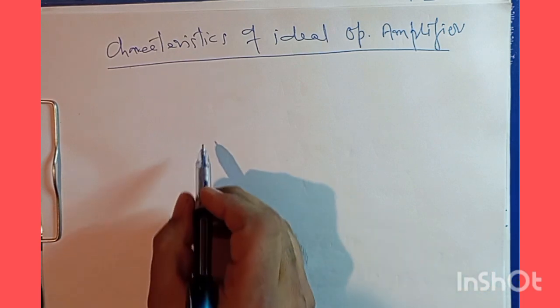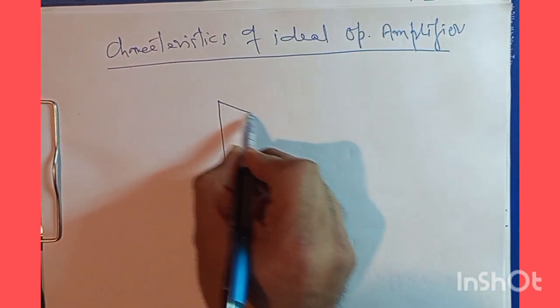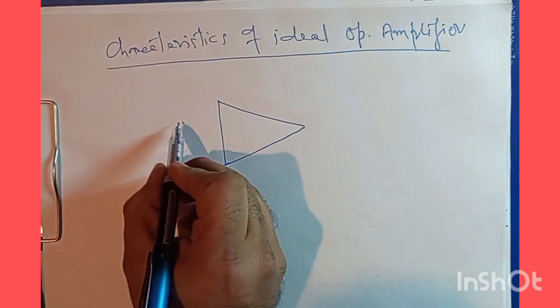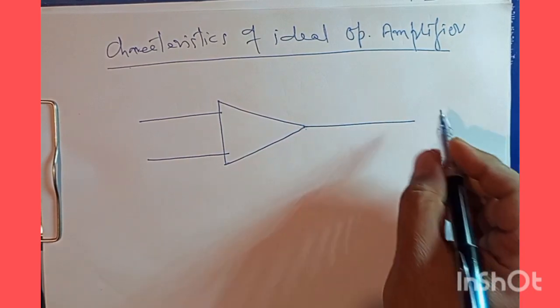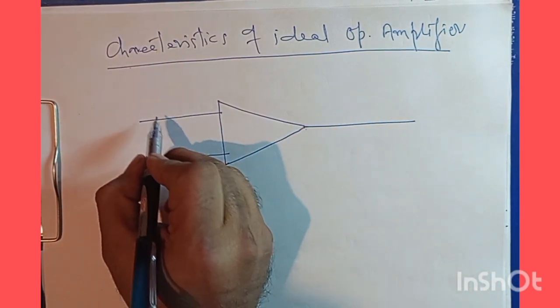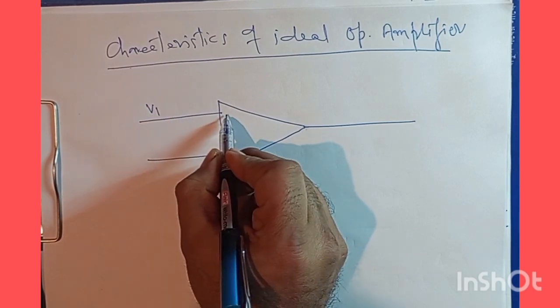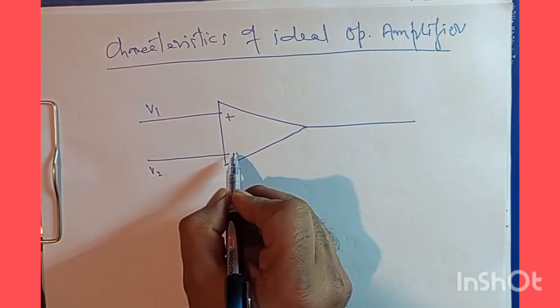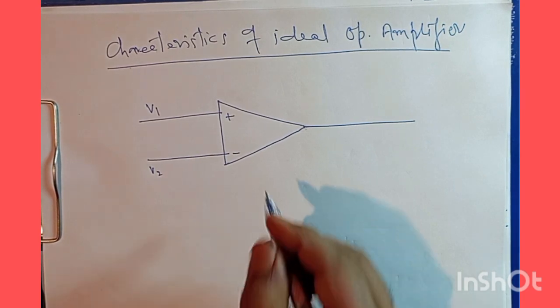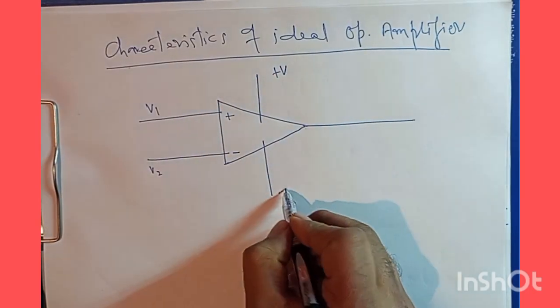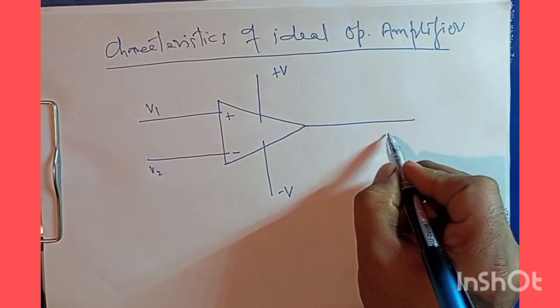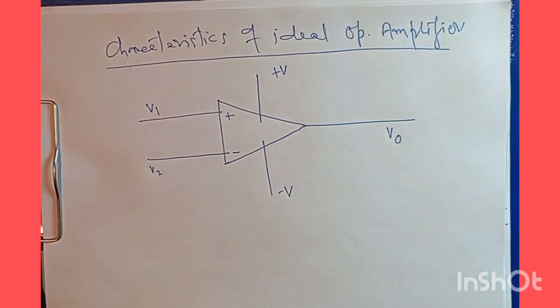So, if I go with the symbolic presentation of an operational amplifier, this is an operational amplifier, open-ended. It has just two inputs, V1 as positive and V2 as negative, and it has biasing voltages as plus V and minus V. And here we have the output voltage of this operational amplifier.